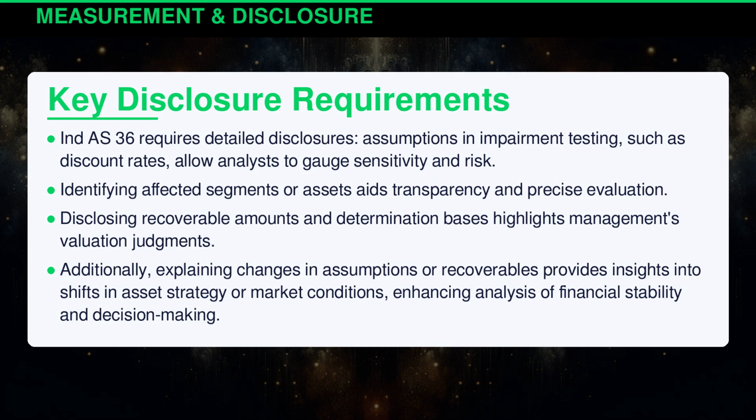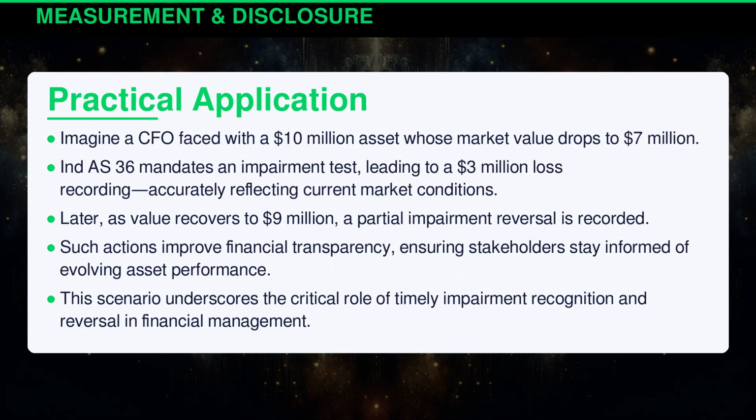financial stability and decision-making. Imagine a CFO faced with a $10 million asset whose market value drops to $7 million. Indian Accounting Standard 36 mandates an impairment test, leading to a $3 million loss recording, accurately reflecting current market conditions. Later, as value recovers to $9 million, a partial impairment reversal is recorded. Such actions improve financial transparency, ensuring stakeholders stay informed of evolving asset performance. This scenario underscores the critical role of timely impairment recognition and reversal in financial management.